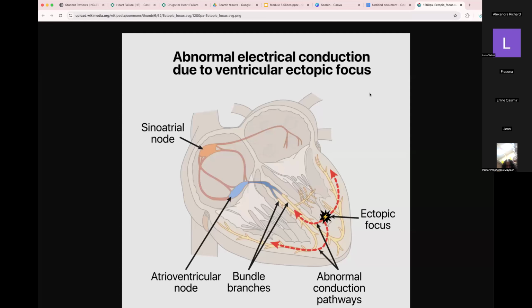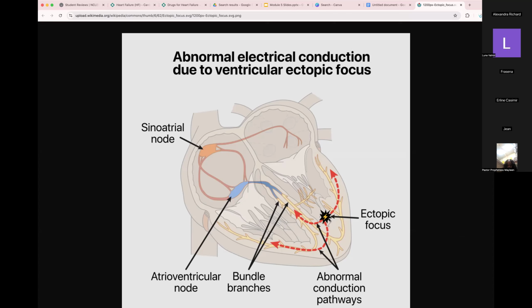So we've seen pictures similar to this, but you know your electrical conduction system of the heart. First, it begins in the SA node, then to the AV node, to the bundle of His. It splits to the left and right bundle branches and up through the Purkinje fibers. But here we have an ectopic foci, or sometimes we call it an irritable foci.